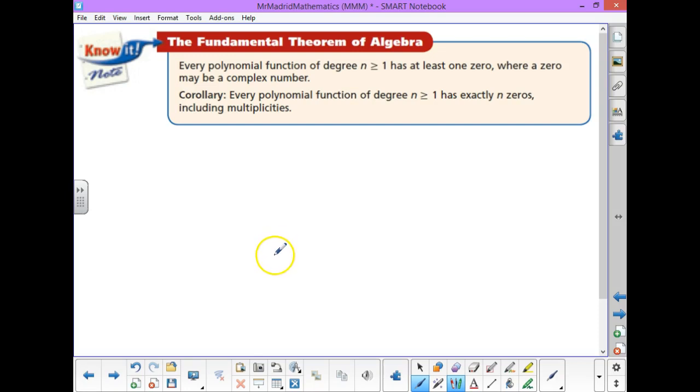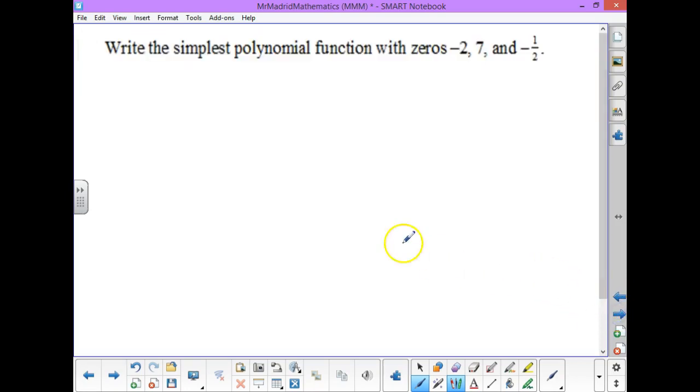A corollary follows from this theorem. It clarifies that every polynomial function of degree n, 1 or greater, has exactly n zeros, including multiplicities. And if you've followed that word, multiplicity, it just means that it can have the same zero repeated twice, 3 times, etc. Anyways, let's take a look at this example.